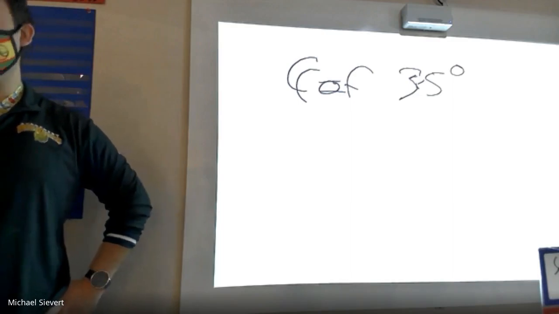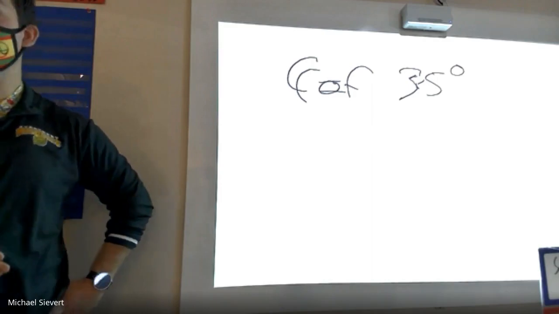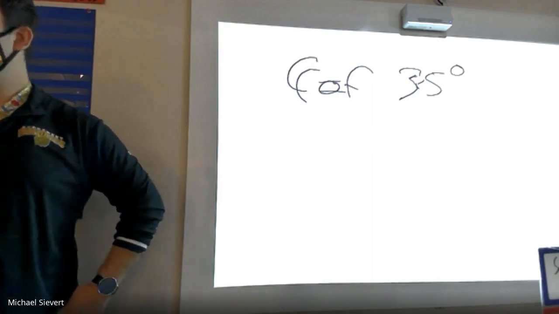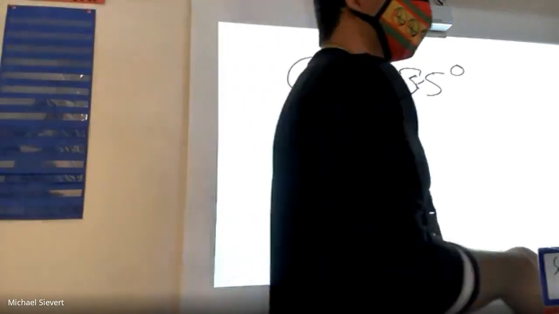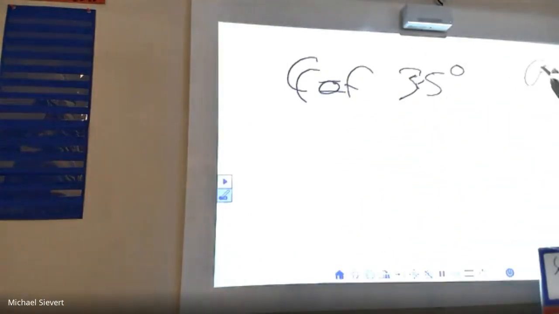Antoine, it is out of 90 degrees. So how much more do you need if you have 35 degrees? Yeah. So you take 90 minus 35. Reese? What? There we go. Degrees. That would be your answer. Tish?